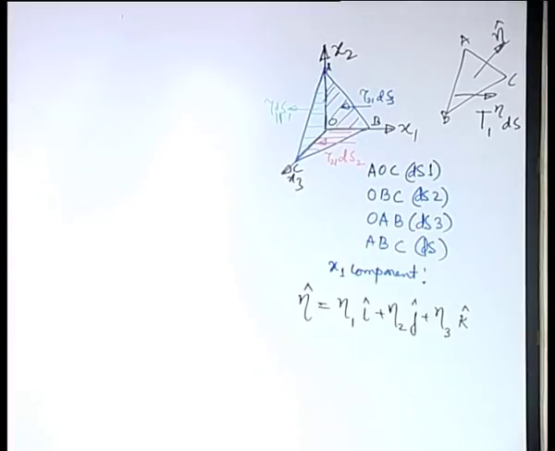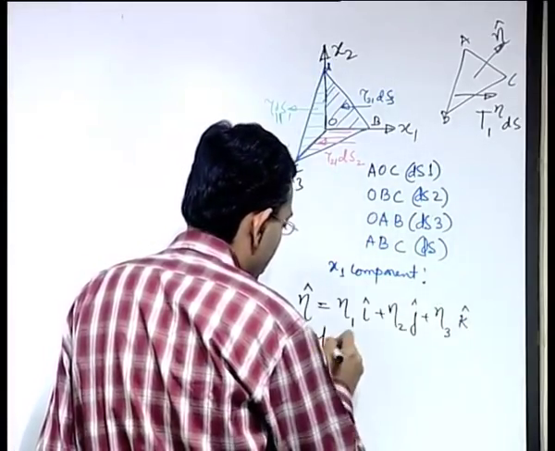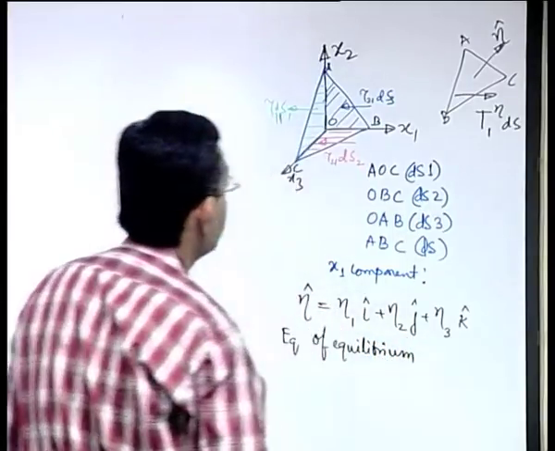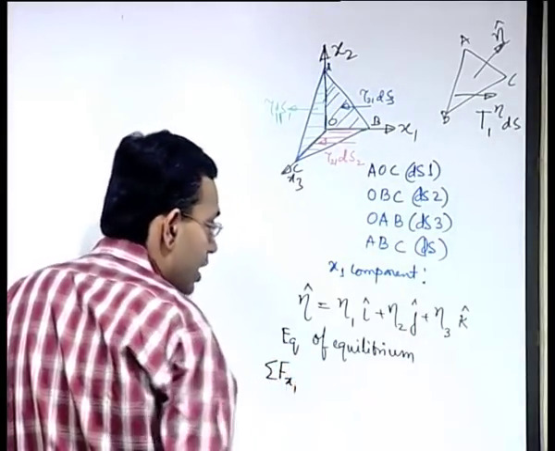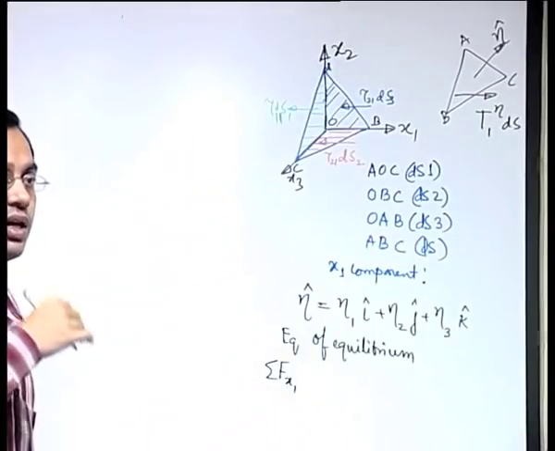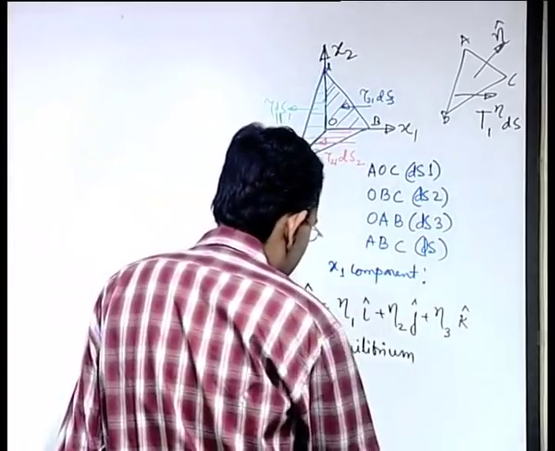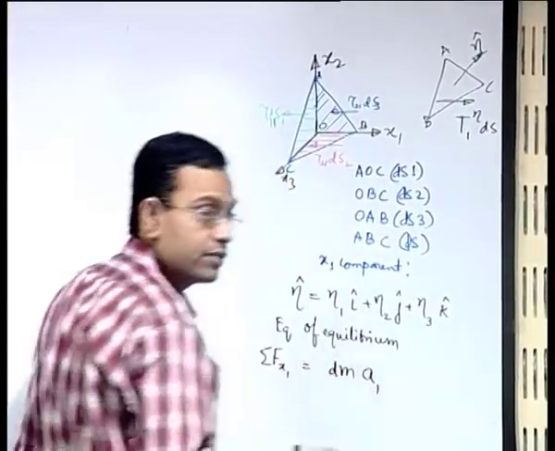Now, let us write the equation for equilibrium. So, if we write the equation of equilibrium, the resultant force along x1, if the fluid element is under rest or uniform motion, then the resultant force is 0, but if it is under dynamic equilibrium, that is if it is accelerating, then it is the same as the mass of the fluid element times acceleration along 1.